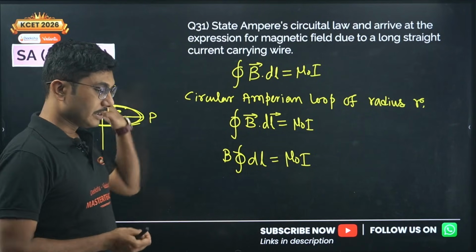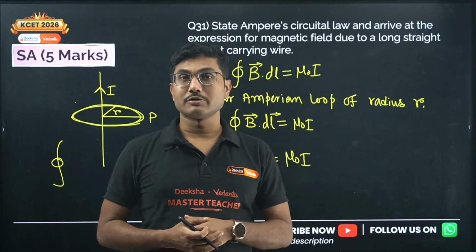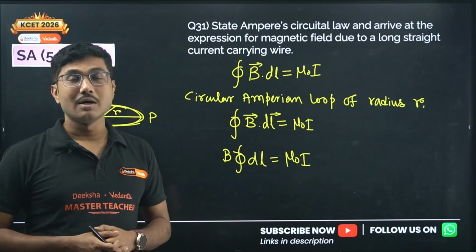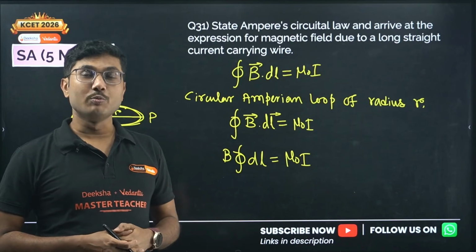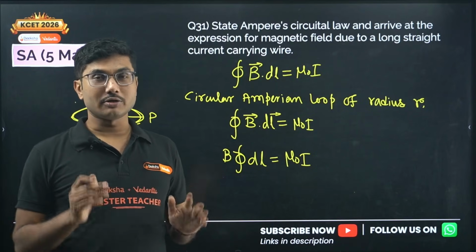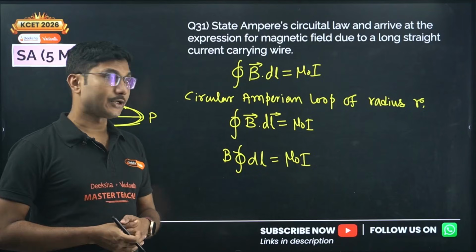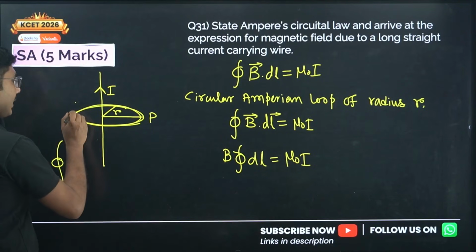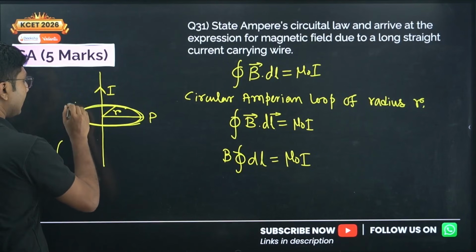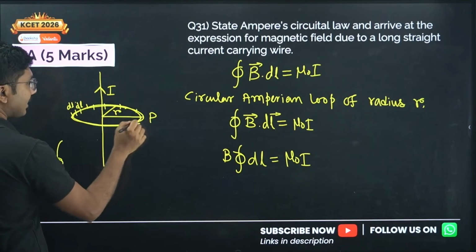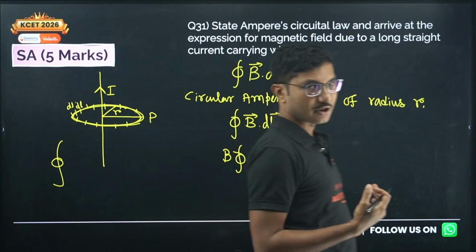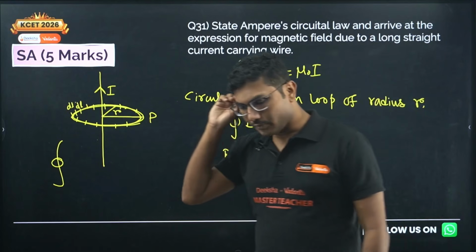That's why in case of Gauss's law the surface must be closed, and in case of Ampere's law also, the loop must be a closed loop. An open loop is not applicable for Ampere's law. So closed integral dl means if you take all the small portions dl and add them, that gives you the closed integration. Integration means basically some kind of addition. Integration is a type of addition.